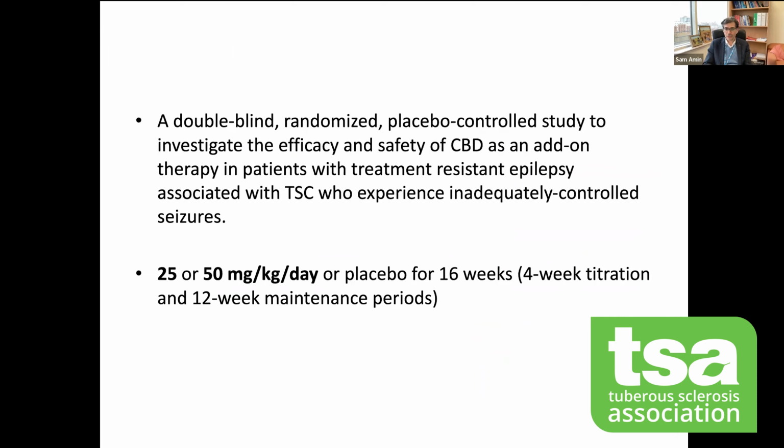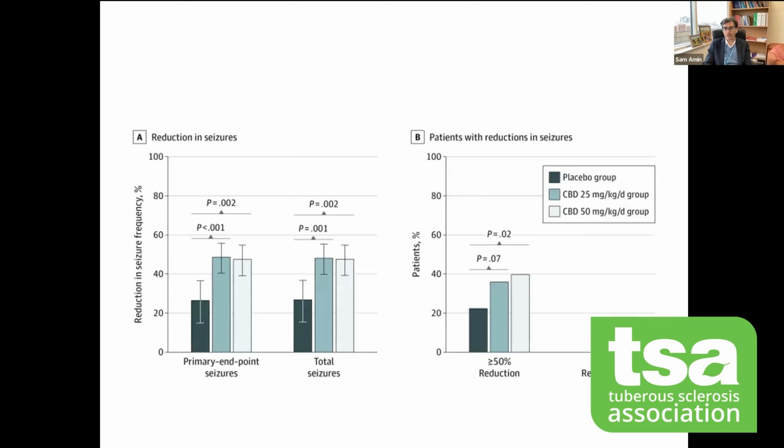And there was a big international study looking at the effect of this drug on patients with TSC and epilepsy. They used 2 doses, 25 milligram per kilogram per day and 50 milligram per kilogram per day, versus placebo sugar pill. And the study showed that this drug is effective for epilepsy in TSC. If I just show you this slide, you've got 3 groups: placebo, low dose or medium dose, and high dose. And we are looking at the primary endpoint, total seizures.